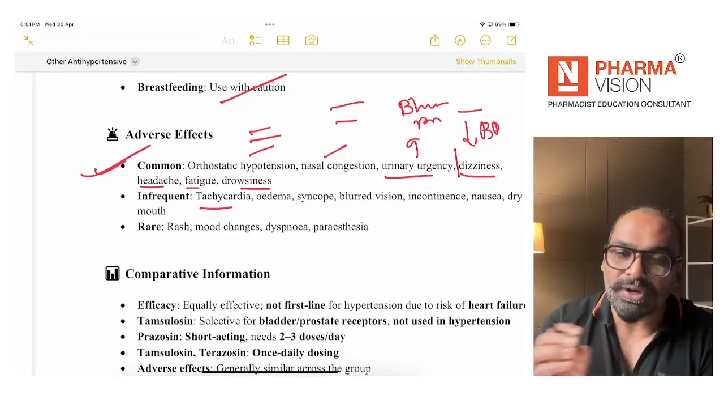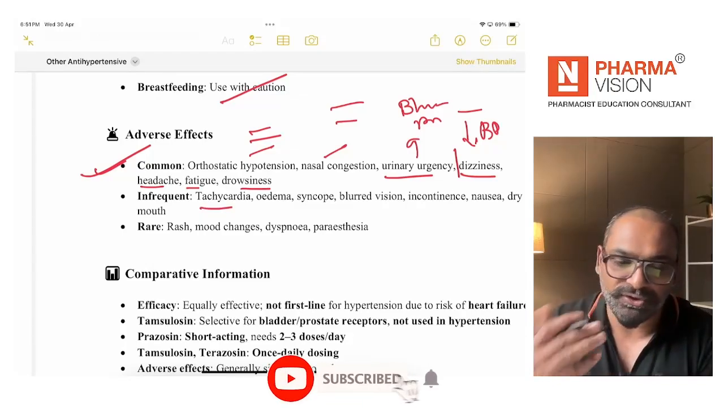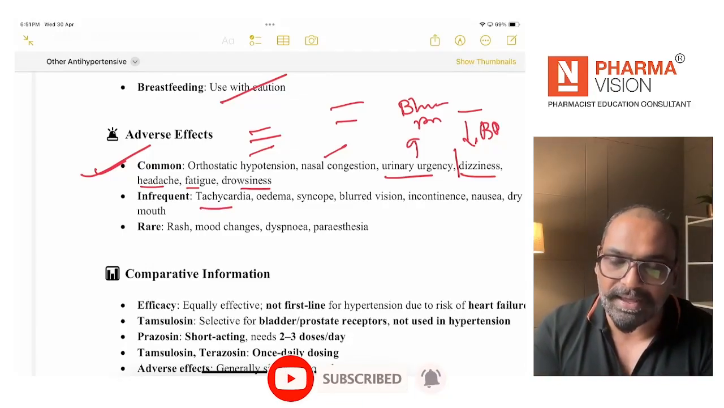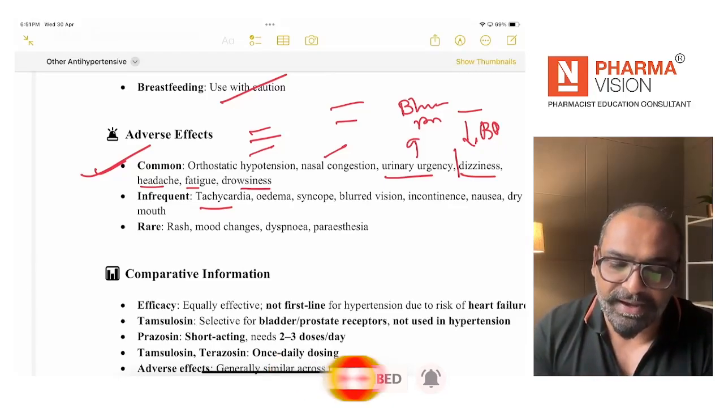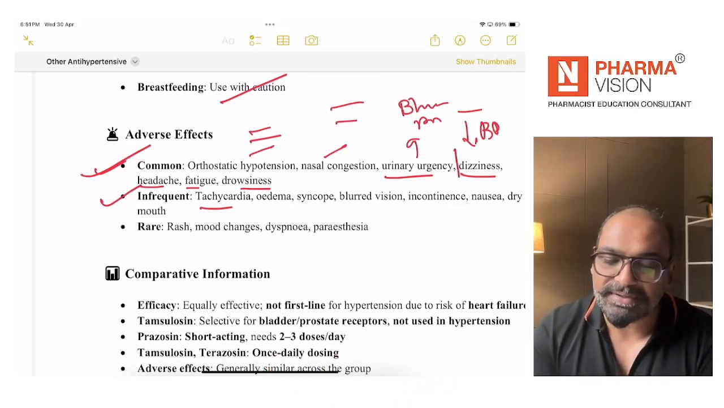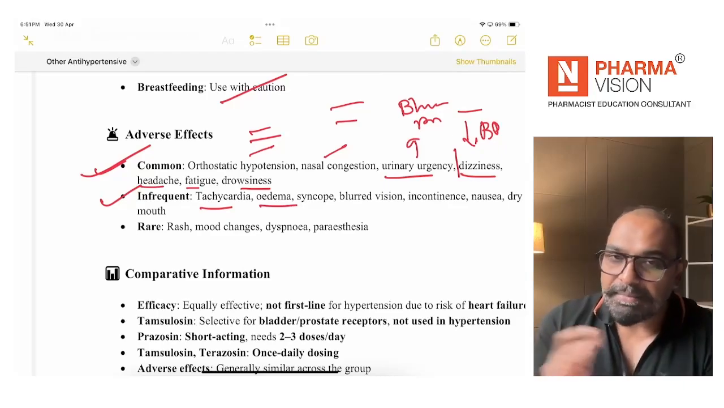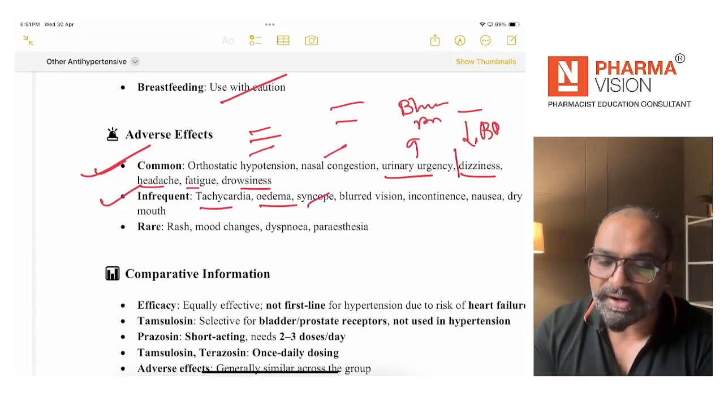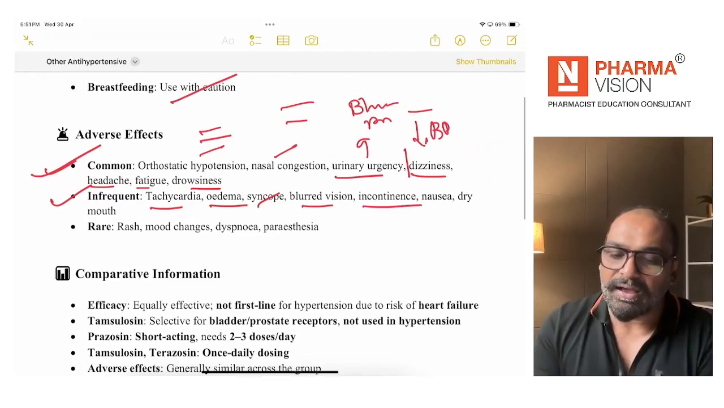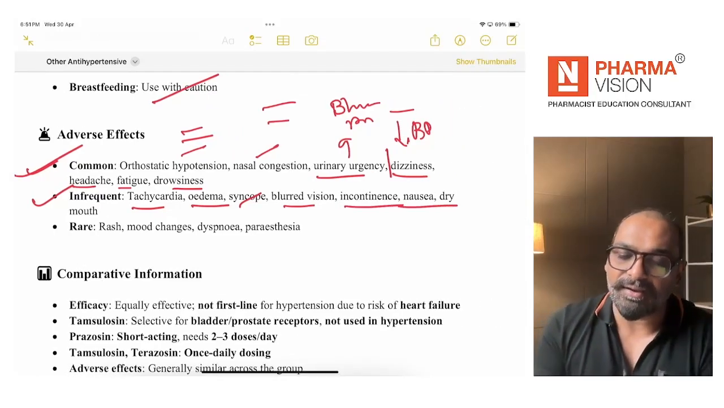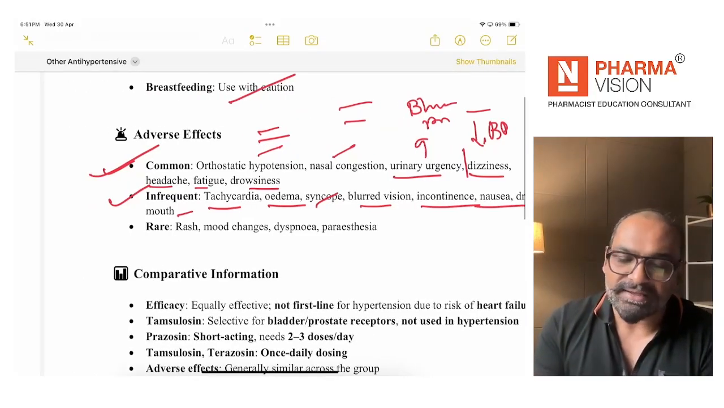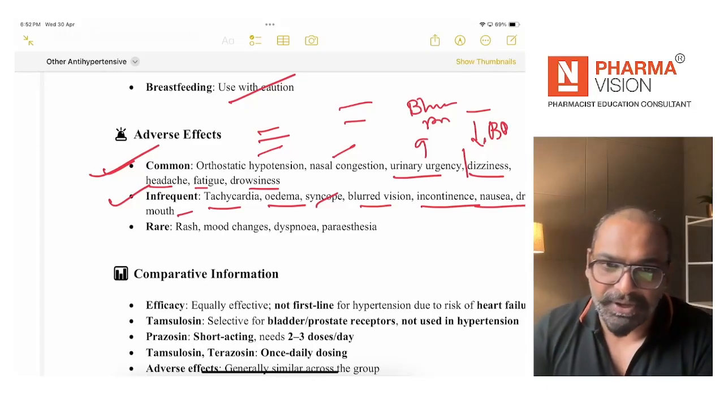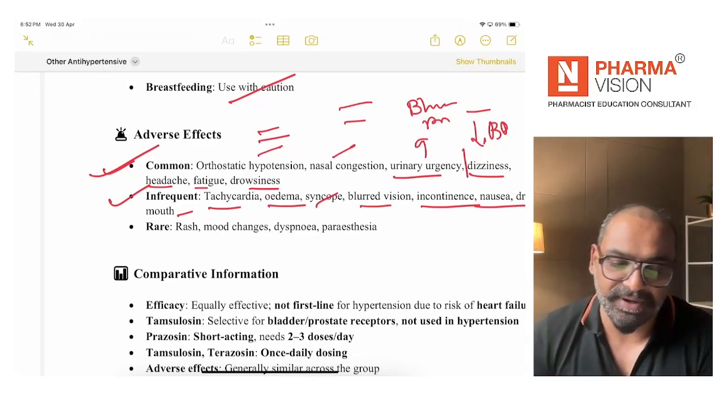Tachycardia is due to what? Tachycardia is due to reflex from the vasodilation. Some patients give a stronger response and get this kind of side effect. Edematous condition, again, the vasodilation can increase fluid retention and edema. Syncope, that's a blackout, is also blood pressure related. Blurred vision, incontinence, dry mouth: some patients can experience these, but they are not very common side effects.